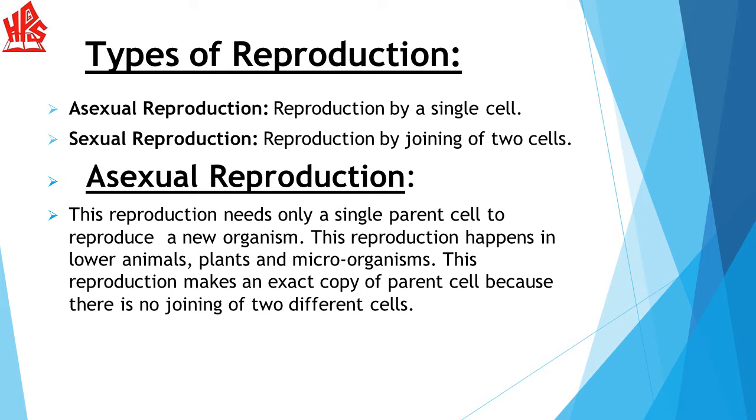Types of reproduction. There are two main ways in which living things can reproduce themselves. Number 1, asexual reproduction. Number 2, sexual reproduction. Let's first discuss asexual reproduction. This reproduction needs only a single parent cell to reproduce a new organism. This method of reproduction occurs in lower animals, microorganisms, and plants.